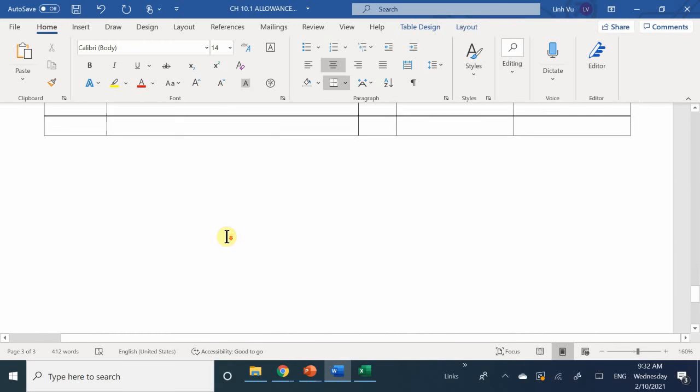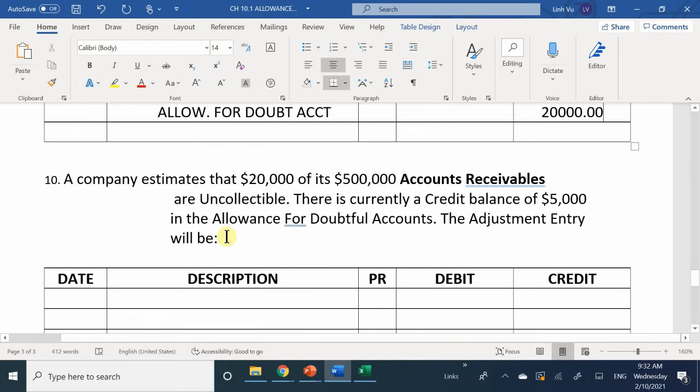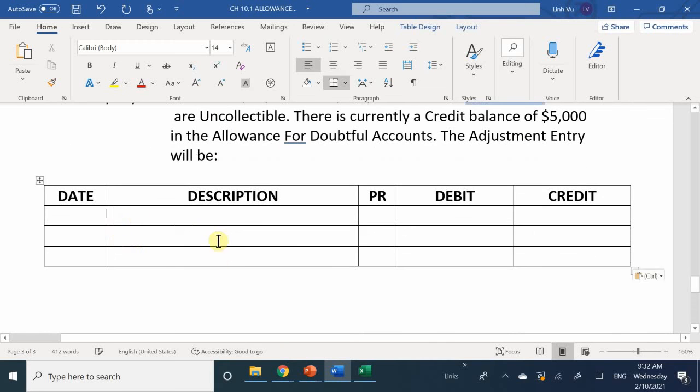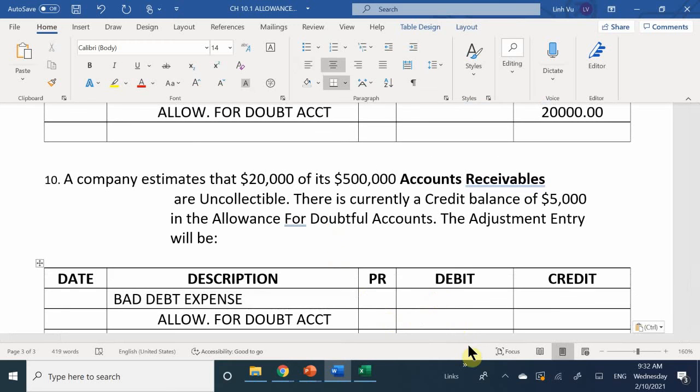All right, last but not least, question number 10. A company estimates that 20,000 of the $500,000 accounts receivable is uncollectible. There's currently a credit balance of $5,000 in the allowance for doubtful accounts. The adjustment entry will be bad debt expense, allowance for doubtful accounts, and we're going to minus, yes, 20,000 minus 5,000. So what does that give you? 15. Good.